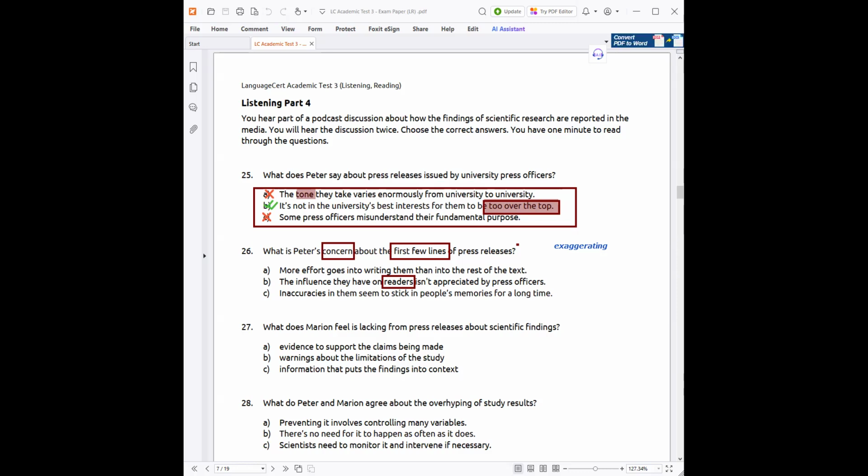He strongly disagrees with that. He does not believe in it. He believes that this is not correct. So option what? Option B. The influence they have on readers isn't appreciated by press officers. Right? Makes sense?